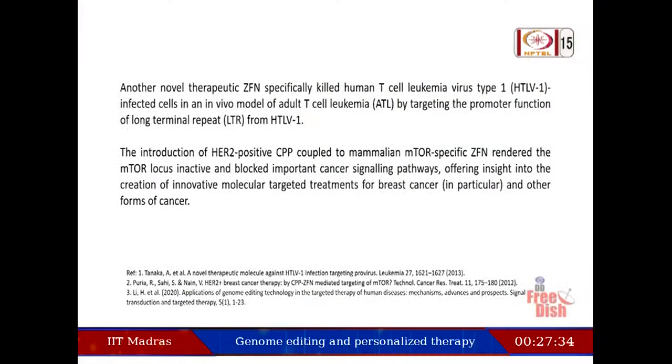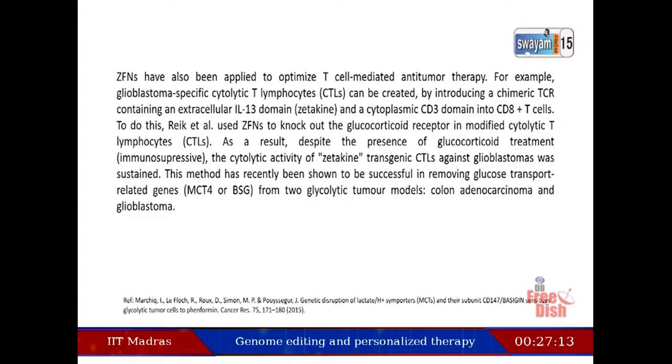Another novel therapeutic, CPP-coupled Cas9 (Ch-15), specifically killed human T cell leukemia virus type 1 infected cells in an in vivo model of adult T cell leukemia by targeting the promoter function of the long terminal repeat. CPP coupled to mammalian mTOR specific Cas9 rendered the mTOR locus inactive and blocked important cancer signaling pathways, offering insight into the creation of innovative molecular targeted treatments for breast cancer in particular and other forms of cancer.